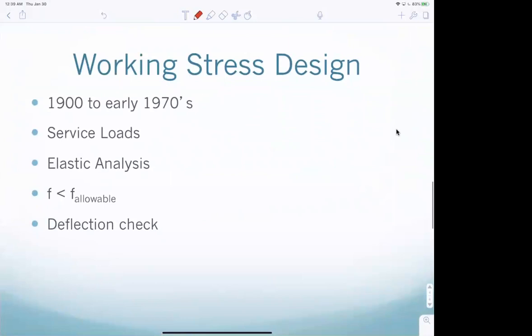Okay, working stress design. From 1900 to the early 1970s, it uses service loads, unfactored loads. You don't increase them. You do your elastic analysis, so you can use CE 3200, structural analysis one, and you can use mechanics of materials and those sorts of things. And then you just make sure the stress is less than allowable.